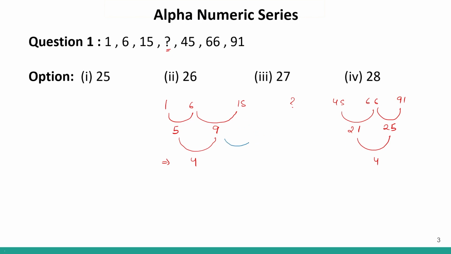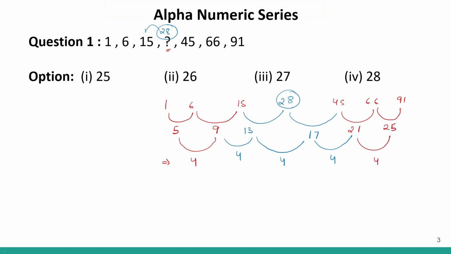So basically, I will have a difference of 4 over here. The next term will be 13. Correct? And if I add 15 and 13 together, the next term will be 28. Let us check 28 with the next number. So 28 and 45. What is the difference between 28 and 45? The difference is 17. Correct? And between 13 and 17, we have a difference of 4. And between 17 and 21, we also have a difference of 4. So basically, my answer will be 28.